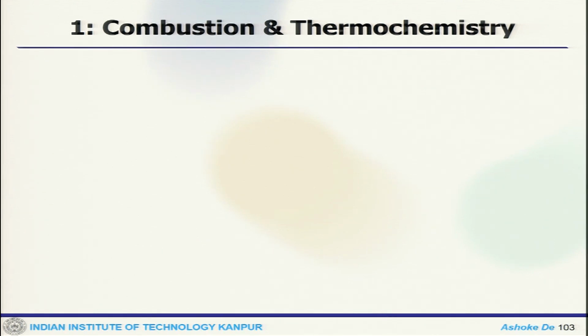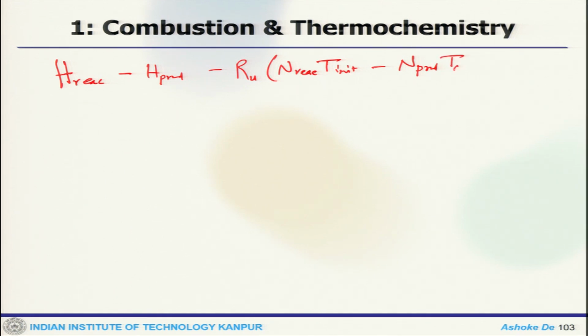Now, if you substitute this in 1.42, what do we get? We get H reactant minus H product minus Ru times (N reactant T init minus N product T adiabatic) equals 0.